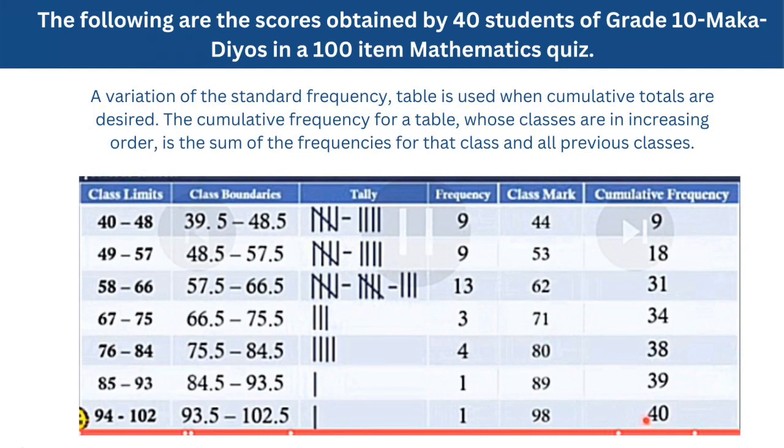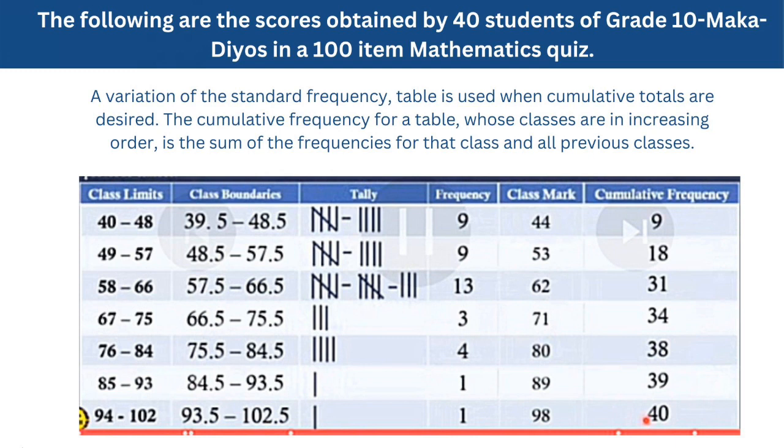Very finally, for the last one, a variation of the standard frequency table is used when cumulative totals are desired. The cumulative frequency for a table whose classes are in increasing order is the sum of the frequencies for that class and all previous classes. So we know how important the rule of it is.